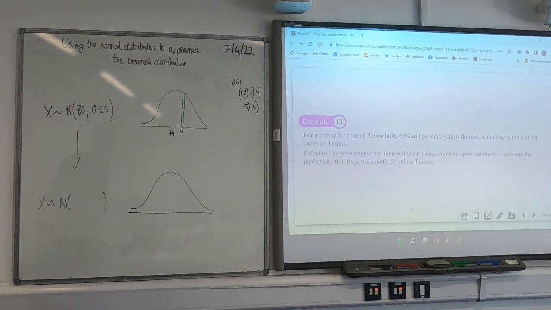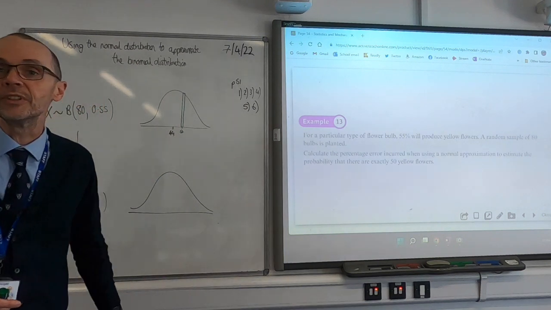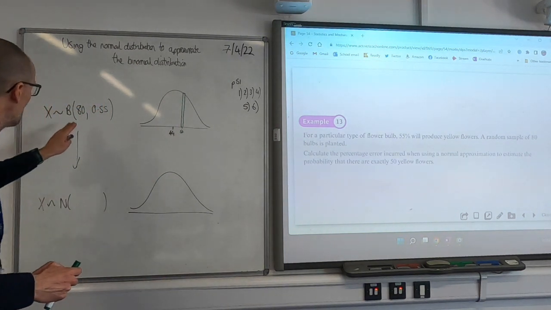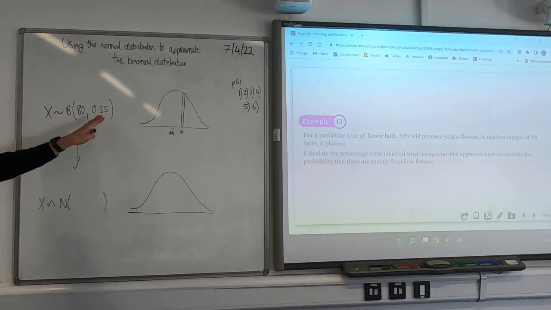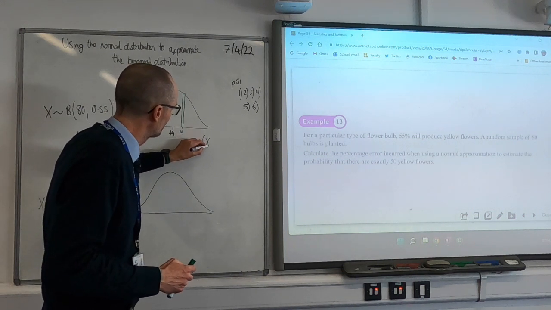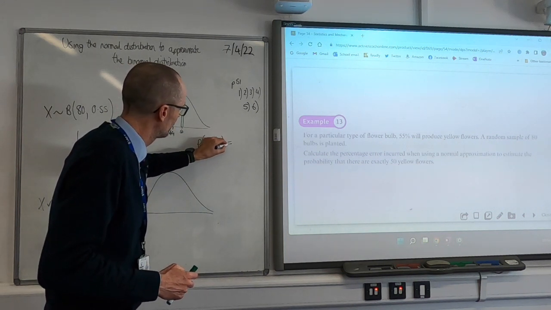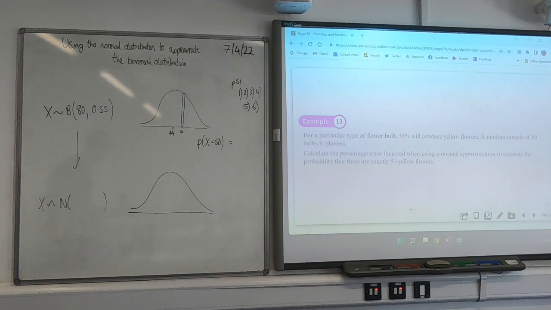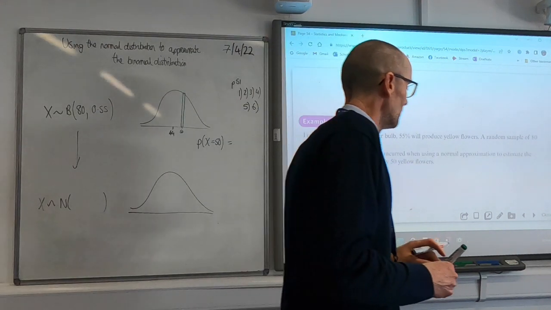So I can get my calculator into binomial cumulative mode, or B, C, D, or C, B, I forget which way it is, and just type in lower and upper of 50. So I type in number of trials is 50, probability is 0.55, lower and upper is 50, it gives me the probability of 50. So that's in binomial mode.